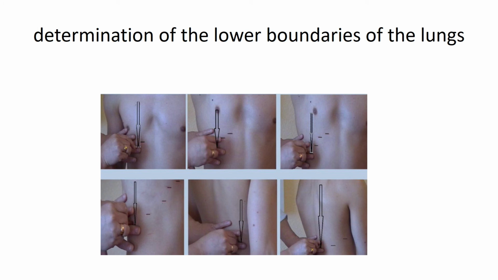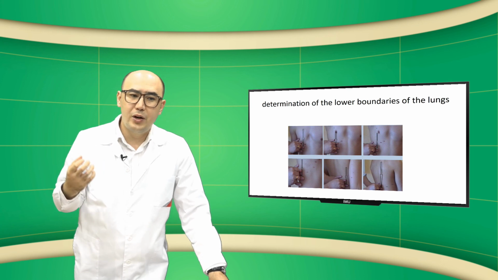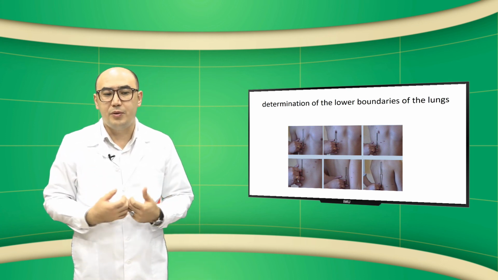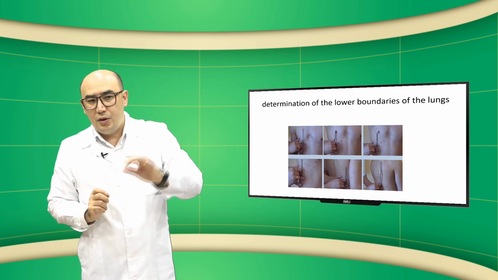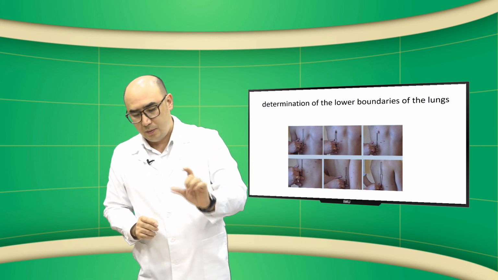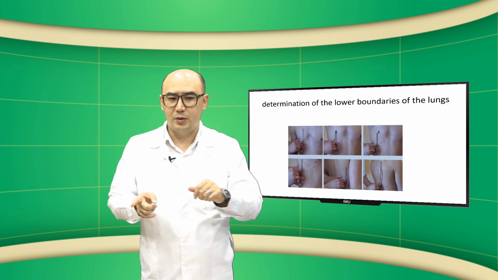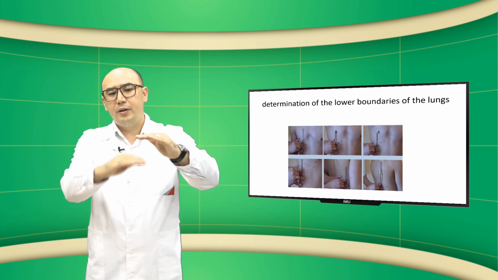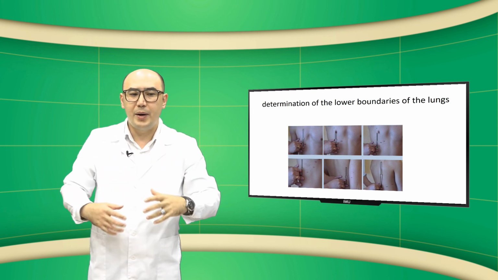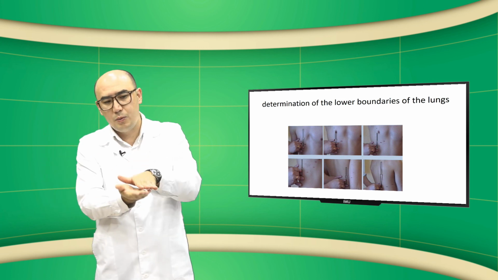On this picture you can find how to determine the lower borders of the lungs. Here is one trick: when you have found the lower border of the lungs, you ask the patient to breathe in very deeply. He is breathing, the lungs increase in size, and you quickly percuss again and find another border, and you point and mark it. You can mark it with your finger or with your pen. Then you can find how the lower parts of the lungs move when the patient breathes in and breathes out.